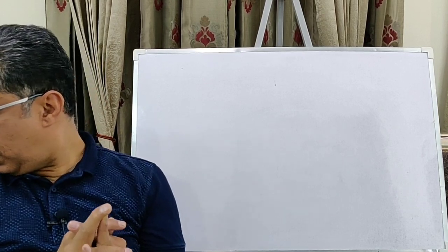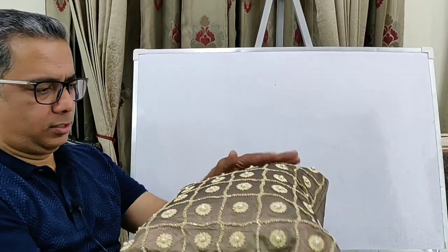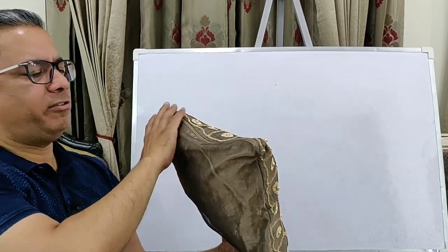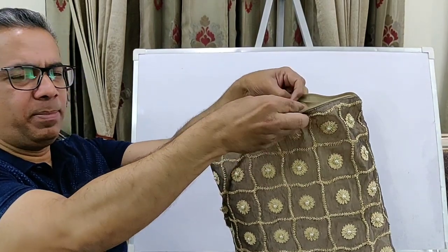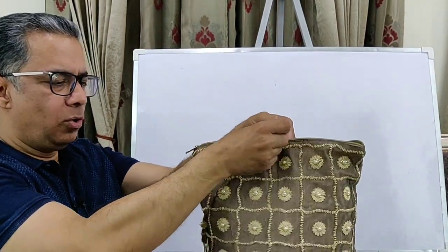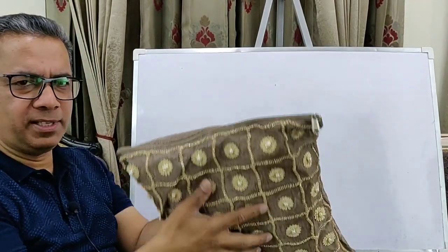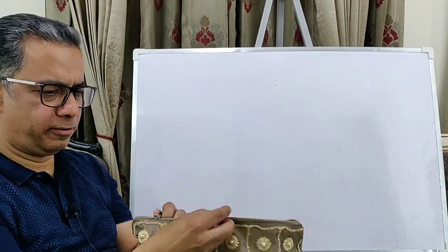For instance, if I consider this cushion here, it's a solid object. It has a surface which is closed everywhere. So we have a closed surface. The surface of this is closed at all locations. But if I open the zipper and open this surface, then it becomes an open surface. With the zipper closed, it is a closed surface, closed everywhere. But if I open the zipper, it becomes an open surface.